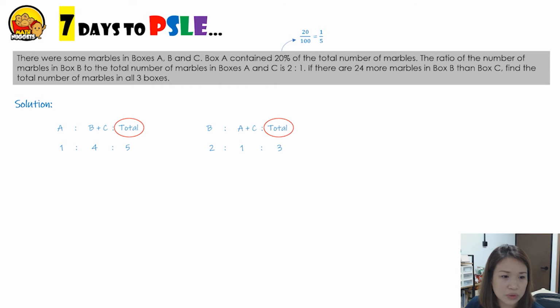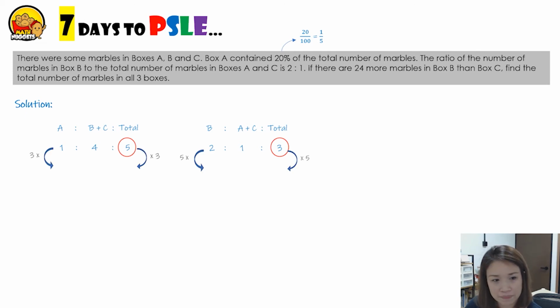So the first ratio, total 5 units. The second ratio, total is 3 units. Let's make the total the same by multiplying. So 5, I will times 3 to make it 15. 3, I would times 5 to make it 15. Okay, so let's change our whole entire ratios, the whole set. So I would have 3:12 and 10:5.